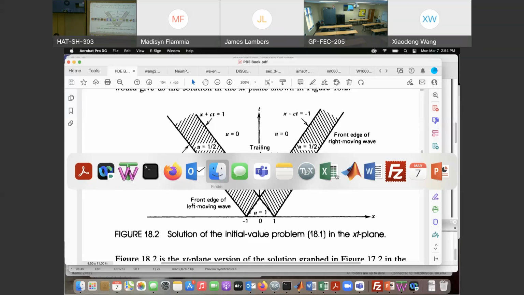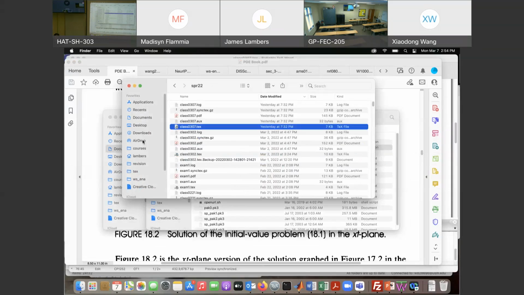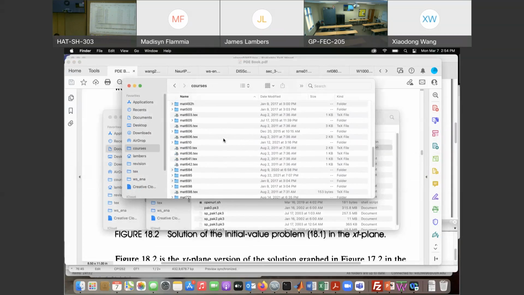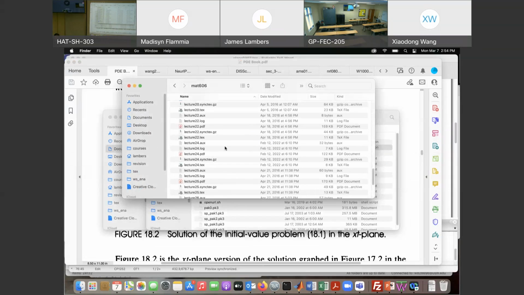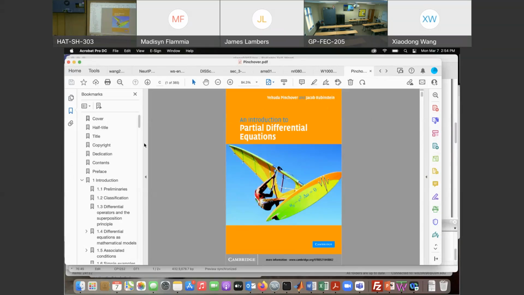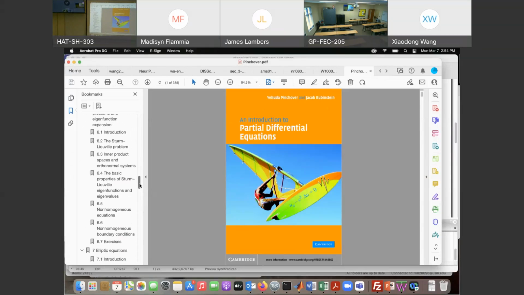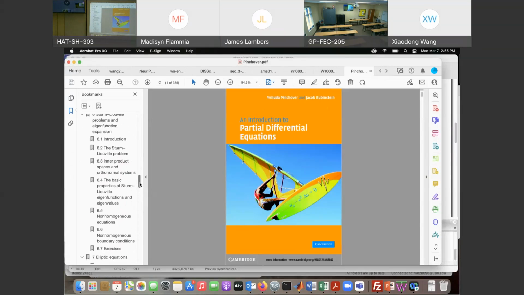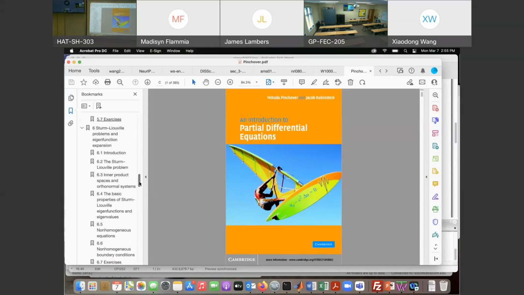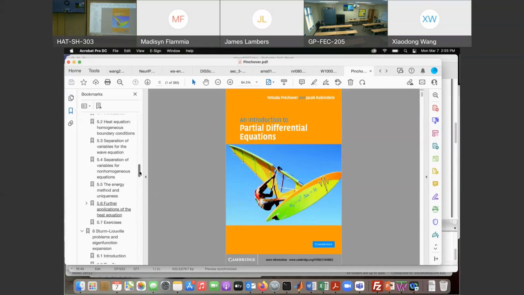It's possible I might have a better picture for you. Let me check. What I'm showing you here is a textbook from another PDE course we have here, Math 606. That's only for the graduate level, but it covers a lot of the same topics. So we want some wave equation.